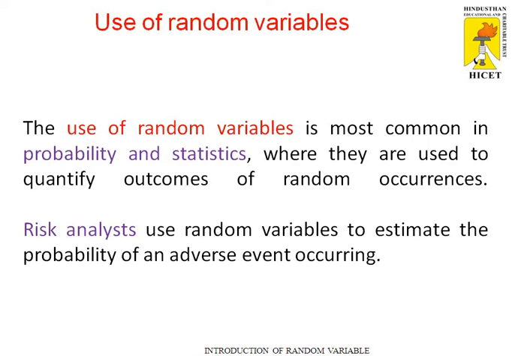Let us see what the uses of random variables are. They are mostly common in probability and statistics, where they are used to quantify outcomes of random occurrences. And in risk analysis, they use random variables to estimate the probability of an adverse event occurring.